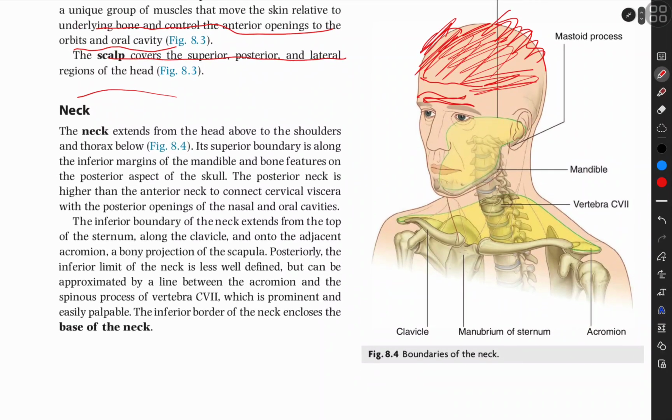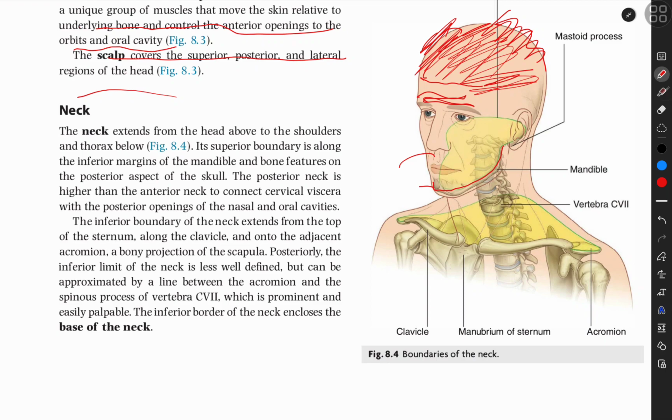Neck extends from the head above to your shoulders and the thorax below. Yes, so this should be the neck, from the head above to the shoulders and thorax below. So this area is the neck. Its superior boundary is along the inferior margin of the mandible. Okay, so now we're getting into the details. Inferior margin of the mandible.